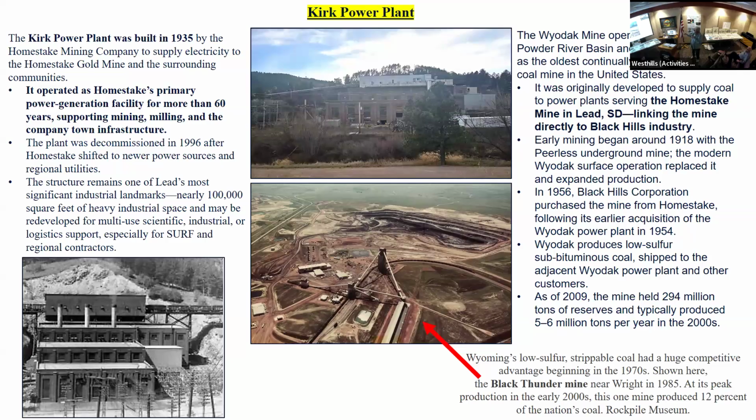Canyon, one of the first things we see is the Kirk Power Plant. Homestake Mining Company owned the Gillette coal fields, which are booming today, to feed this power plant to provide electricity for the mine and for the city of Lead. And I have an aerial picture of the low sulfur strip mine facility that began in the 1970s.